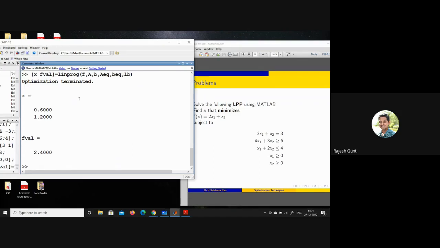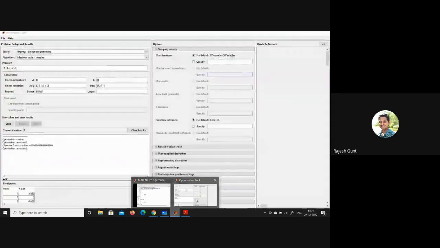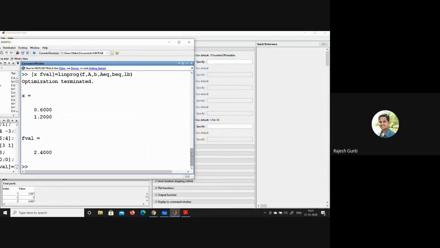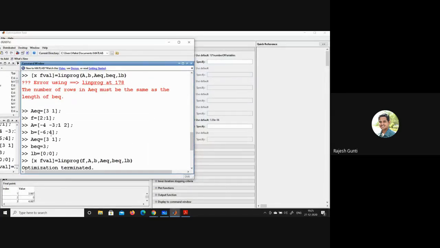Okay, F, A, B, Aeq, Beq, and the solution is 2.4. X1 is 0.6, X2 is 1.2, 2.4. If you want to solve this problem using the optimization toolbox, F is 2, 1. The same thing you have to enter here.